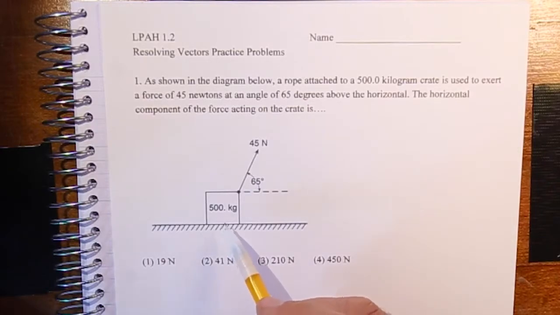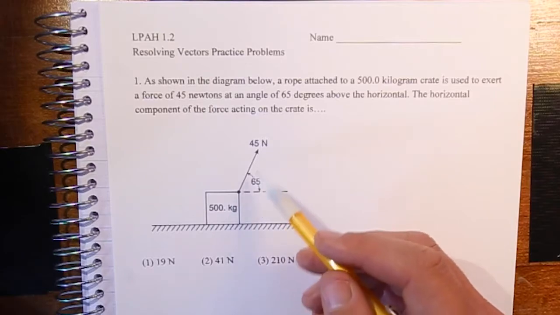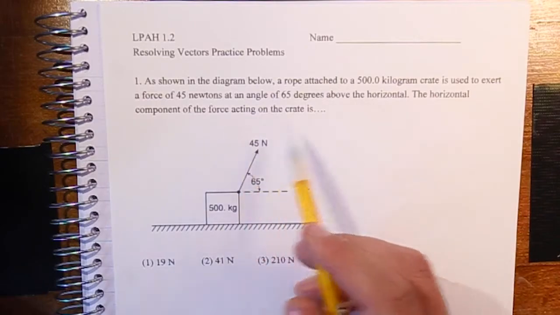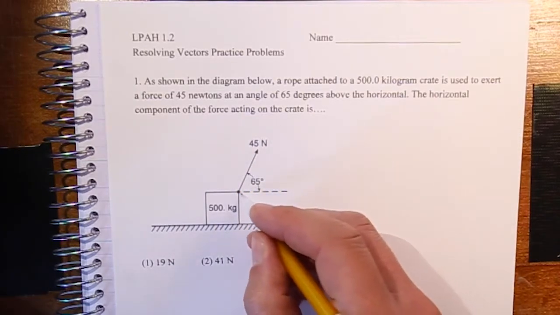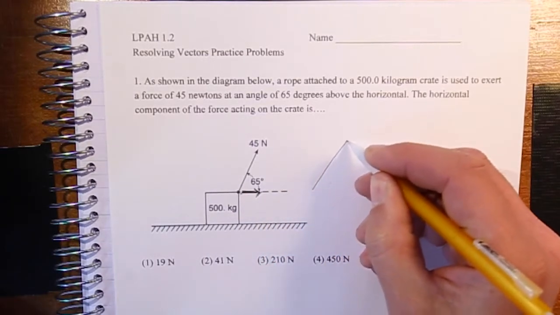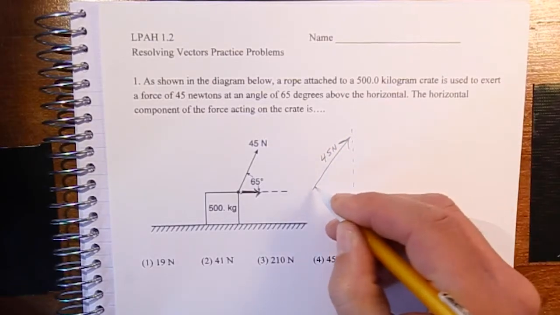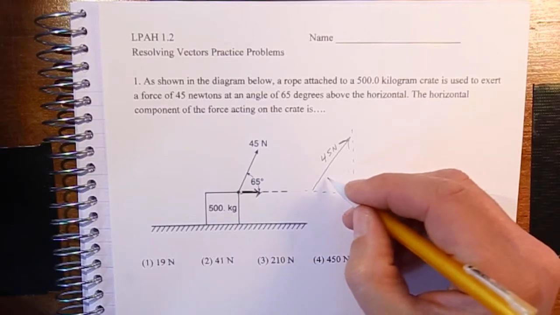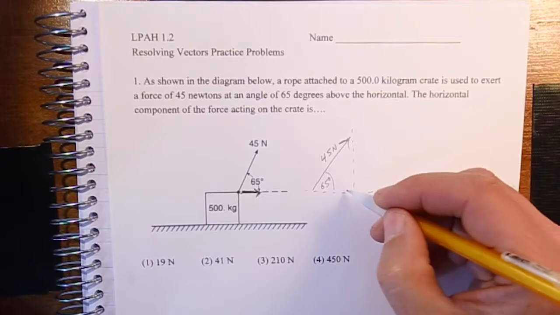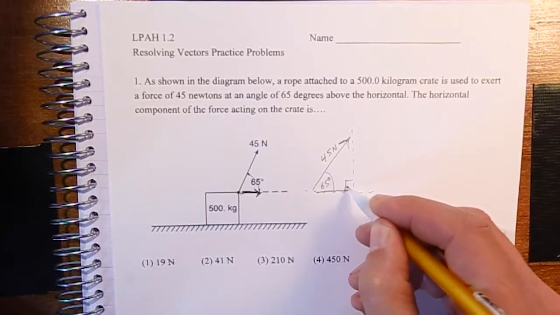So we're starting with a 500 kilogram block with a force of 45 newtons at this angle of 65. And the question is, find the horizontal component. So we're looking for this, the horizontal component. So I'm going to redraw this here, 45 newtons, and I'm going to draw my right angle of 65 degrees. And we know that that's a right triangle, and we're looking for this horizontal force.